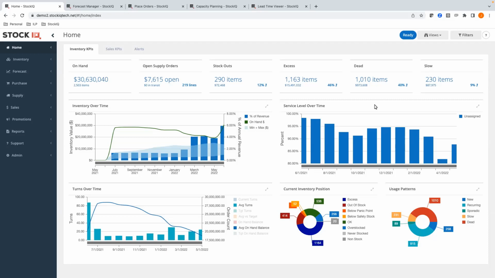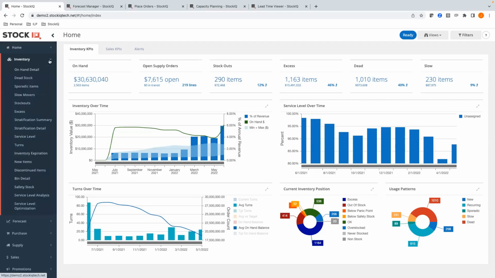The 4 core pillars of the planning suite include the inventory section. The inventory section is focused on reporting on the status of your inventory, be it slow movers or excess stock. We go through ABC, XYZ stratification, various KPIs to assist you in monitoring the overall performance.